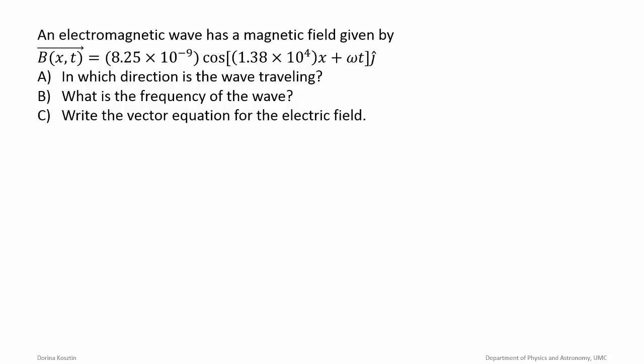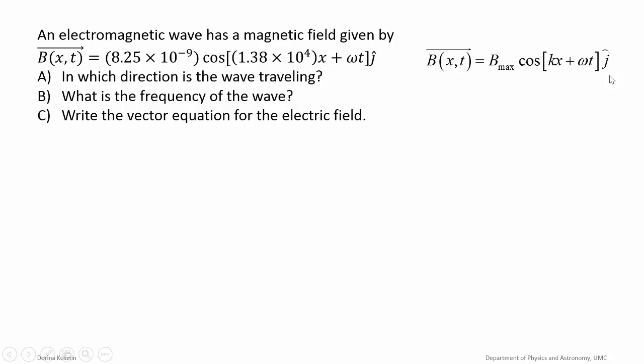An electromagnetic wave has a magnetic field given by this equation. You need to figure out in which direction the wave is traveling, what is the frequency of the wave, and you need to write the vector equation for the electric field. Well, all we have to do is look at the magnetic field equation and compare it with a general one.